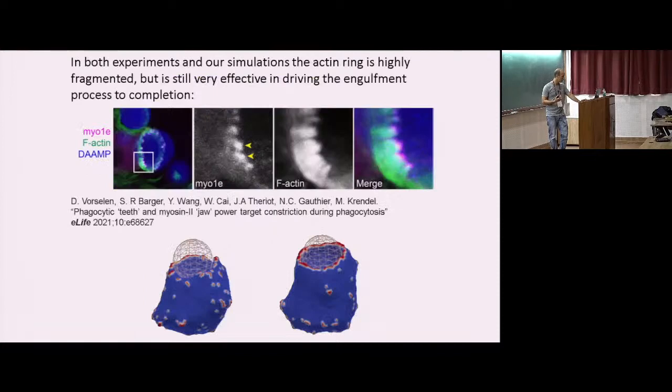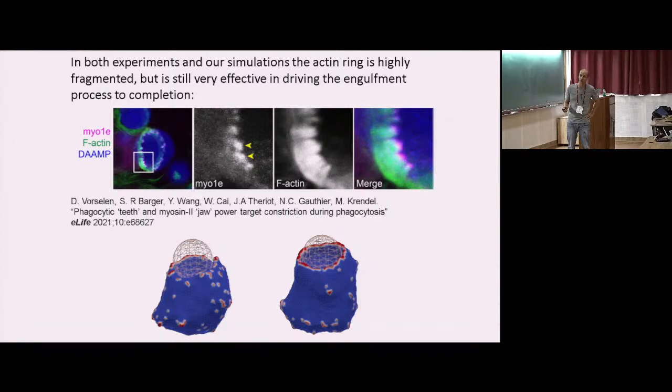Then we saw this recent publication of very high resolution images of this actin ring that forms during the engulfment. What is interesting is that because of this high resolution, for the first time they could see, they even gave it the name of teeth and jaw, because before, people with low resolution images thought that it has to be a continuous actin ring in order to complete the phagocytosis. And here they saw that no, you can have a very fragmented ring of actin and it still works just as well. And that's exactly what we get in our simulation.